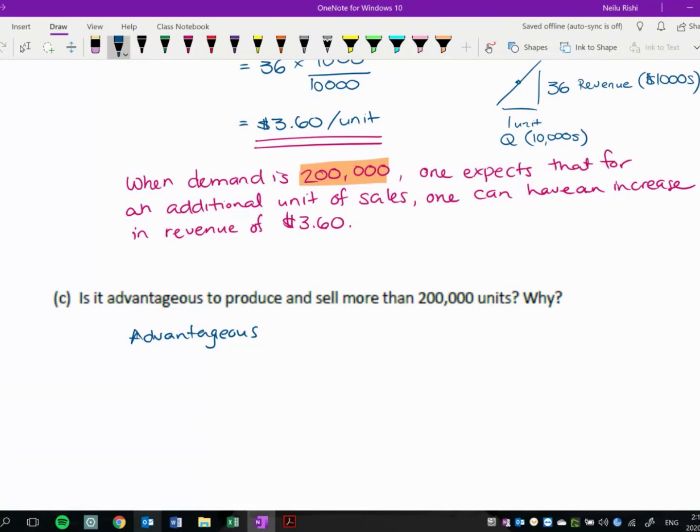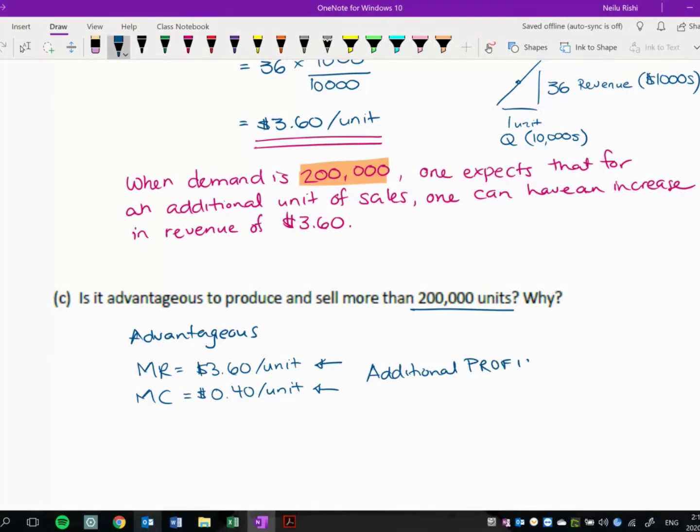Our MR is $3.60 a unit. Our MC is equal to 40 cents a unit. This means at the current level of 200,000 units, if you were to sell another unit, you would make $3.60 more in revenue and you would spend only 40 cents more. That means that you would have a profit of $3.20. That's your estimated profit for an additional unit of sales.